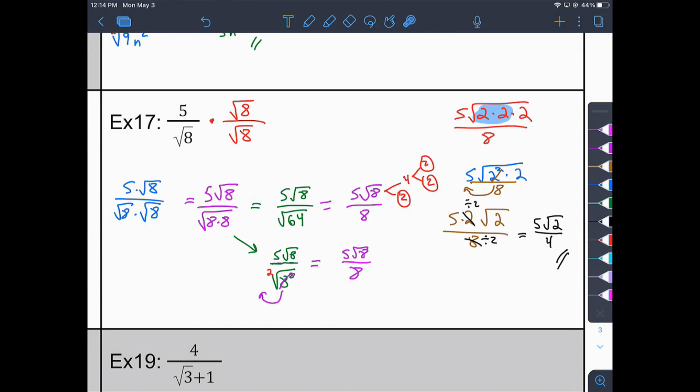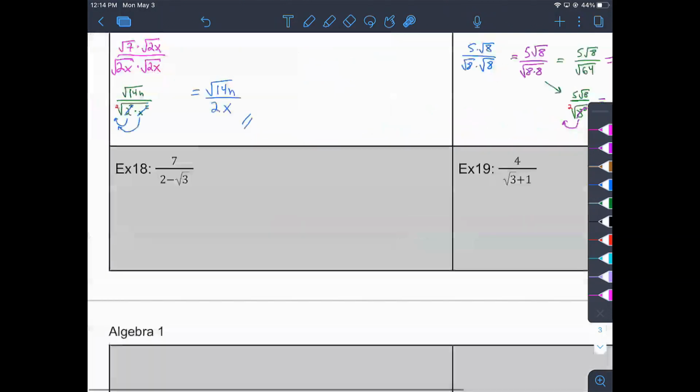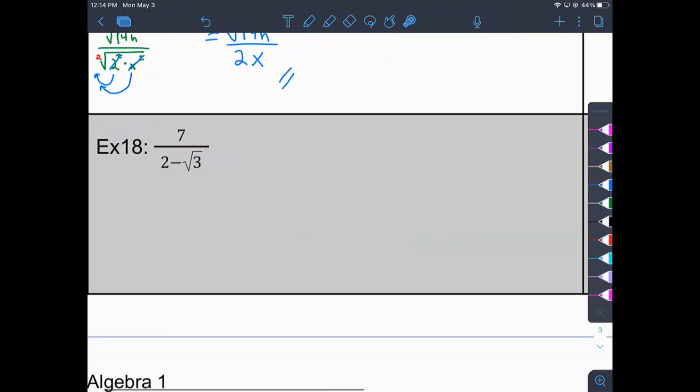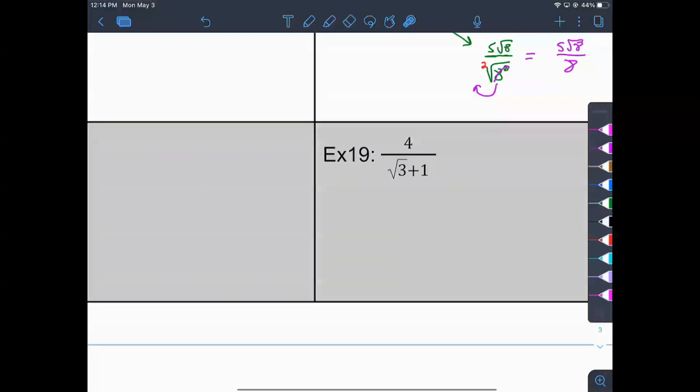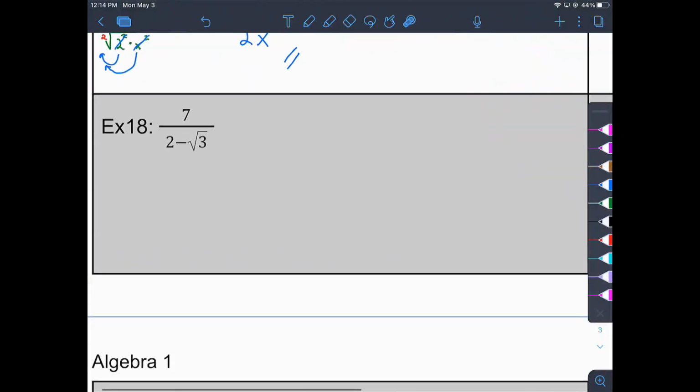All right, now, I said I would do an example of having a plus or minus additional something else. For example, here's this one. It's not just root 3 on the bottom. It's got this 2 minus root 3.